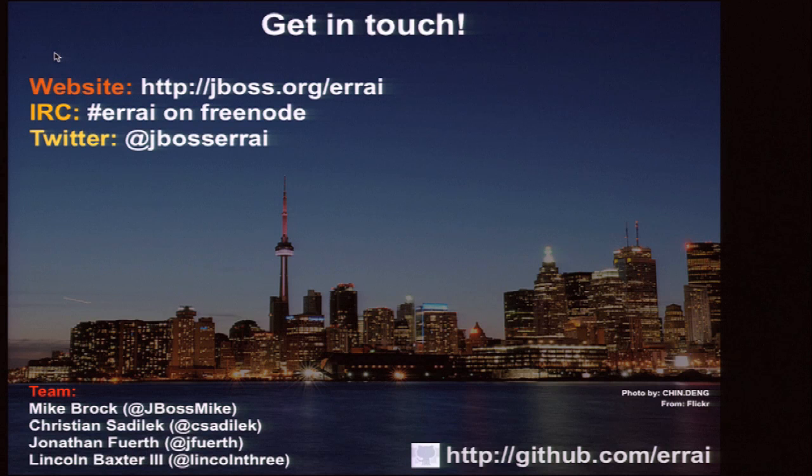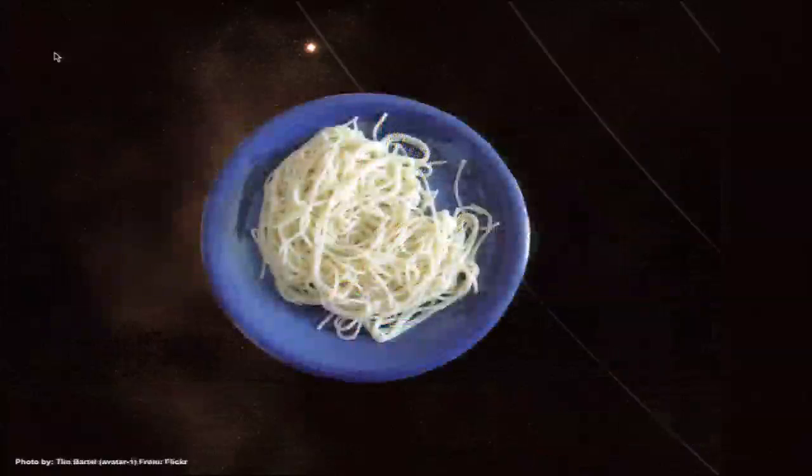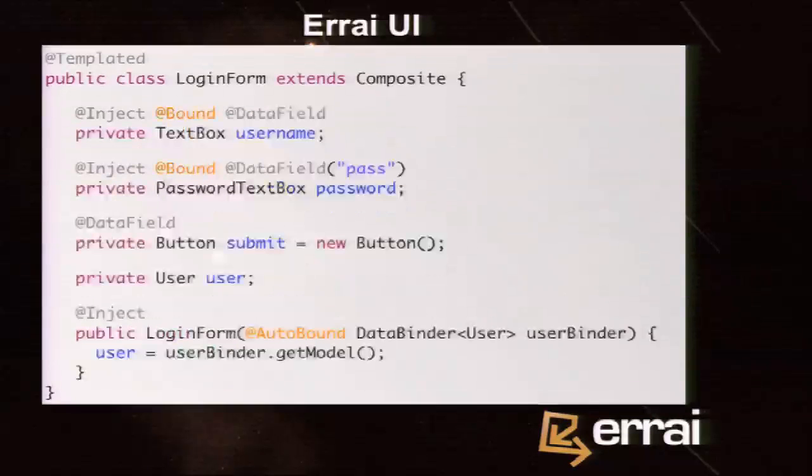Yes? Yeah, on your data binding slide, you show that you can inject an auto bound data binder. So why can't you just inject the user in the constructor? What does the data binder bring besides the get model? That's an excellent question, actually. We're even working on a way to just inject a model with a user annotated with model, so we bind it together.